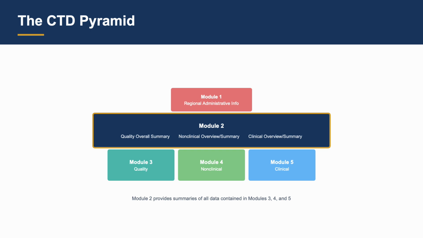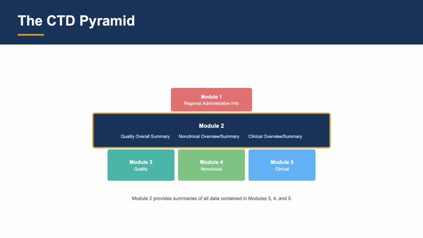This is why it is shown separately from the main CTD triangle. Module 2, which we have highlighted in this diagram, sits in the middle tier of the pyramid. It contains summaries and overviews that bridge the gap between the administrative information above and the detailed data below. The three main columns of Module 2 represent quality overall summary on the left, non-clinical overview and summary in the center, and clinical overview and summary on the right.